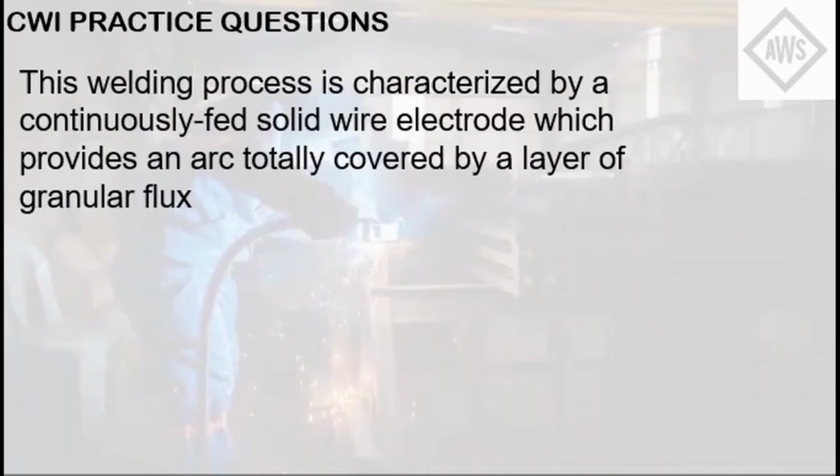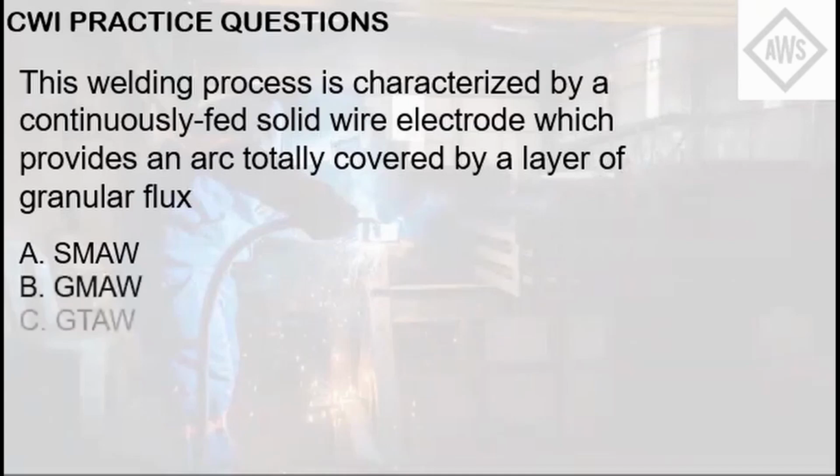This welding process is characterized by a continuously fed solid wire electrode which provides an arc totally covered by a layer of granular flux. So the question is asking what is a welding process that involves a continuously fed solid wire electrode, and as soon as the solid wire is in contact with the base metal, an arc is formed together with a layer of granular flux. So letter A, SMAW, B, GMAW, C, GTAW, D, SAW.